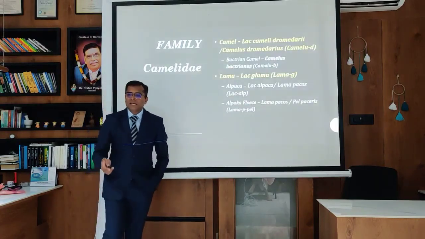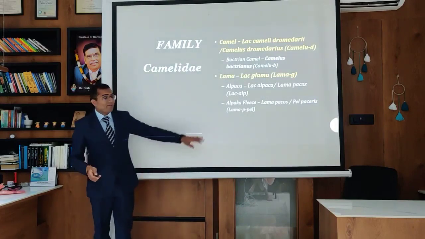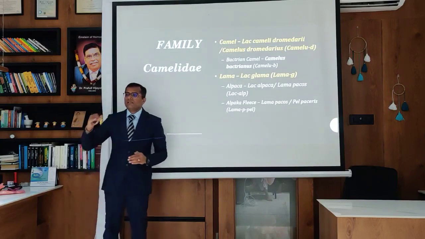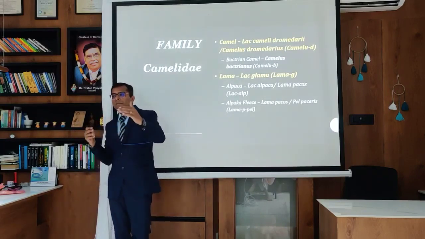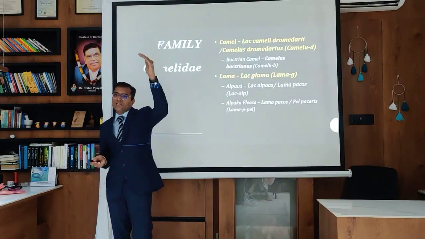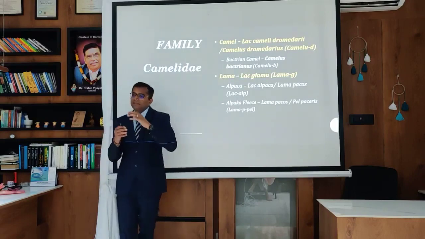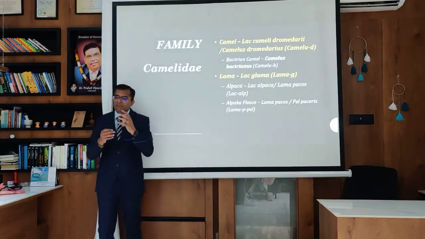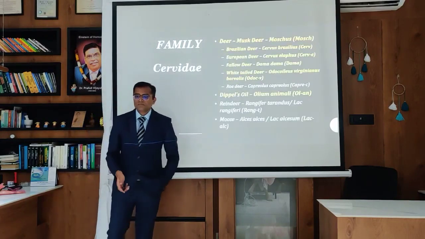In the Camelidae family, we have lac camelinum dromedarius. It is also there. There is also lac llama. The llama is something like a combination of a horse and a camel, a little bit different. It is not huge like a camel, and it is not short like a horse, but something in between. So it is lac llama. Lac llama is the remedy.